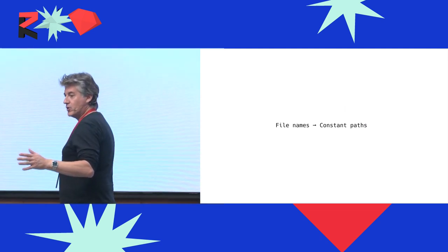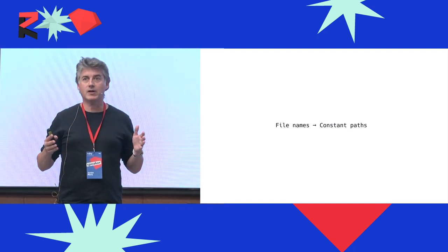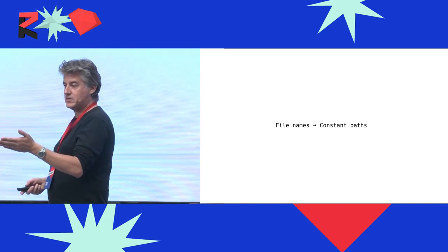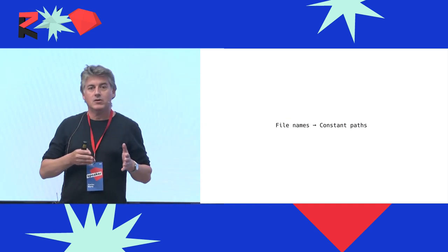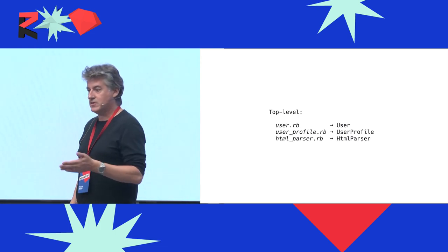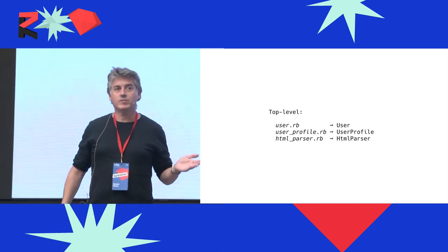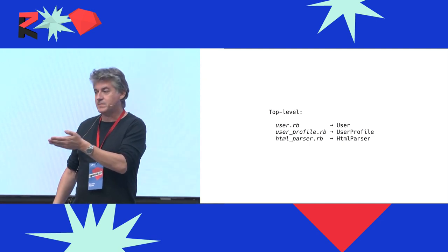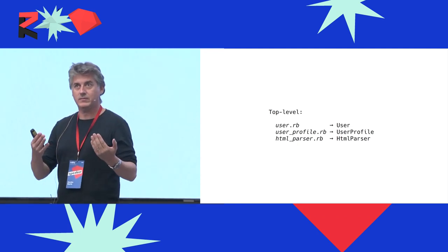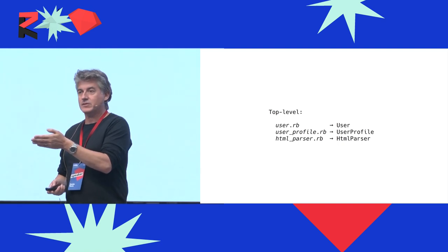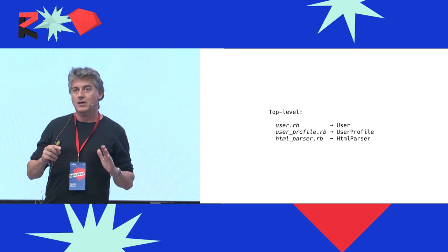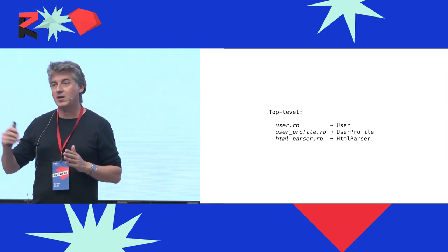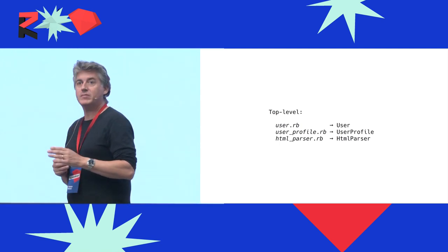A project using Zeitwerk has to have a conventional structure, just like you normally have in Rails applications. The structure is one that respects this map. File names should match constant paths. Let's see some examples. For instance, user.rb is expected to implement the user class. user_profile.rb is expected to define UserProfile, camelized. html_parser.rb, by default in Zeitwerk, is expected to implement Htmlparser, with the HTML in lowercase. This can be changed.